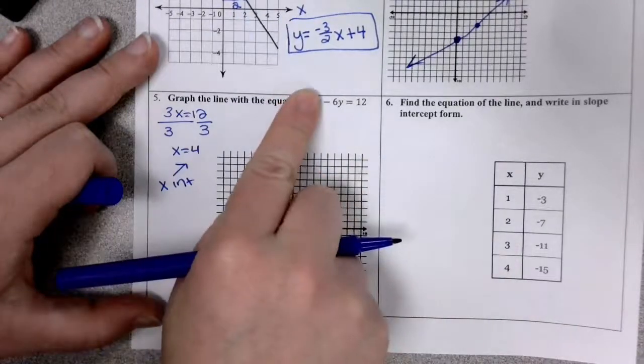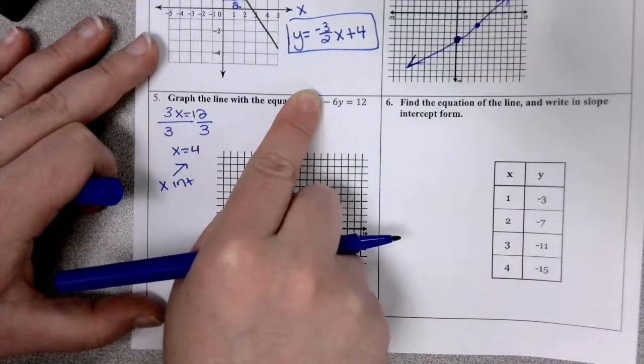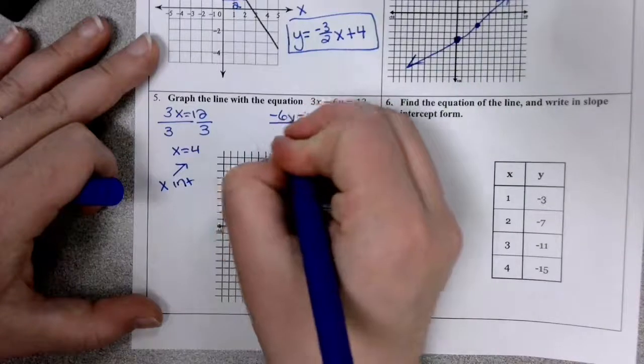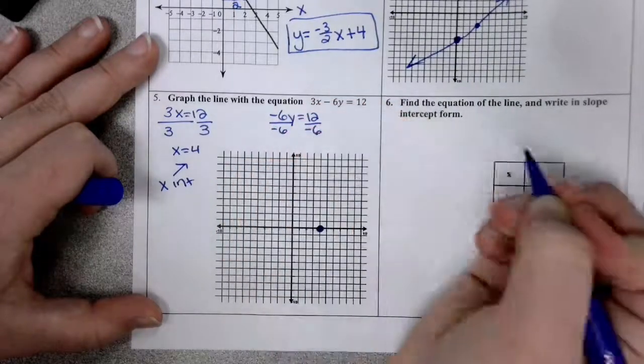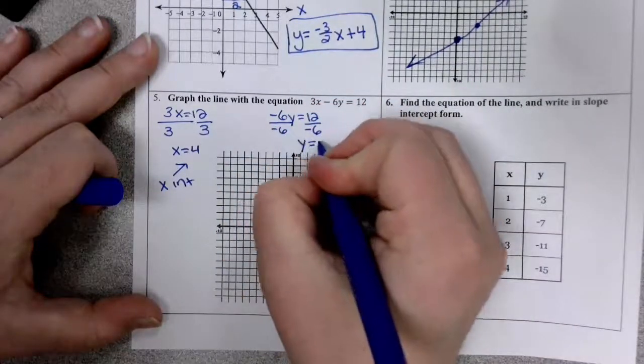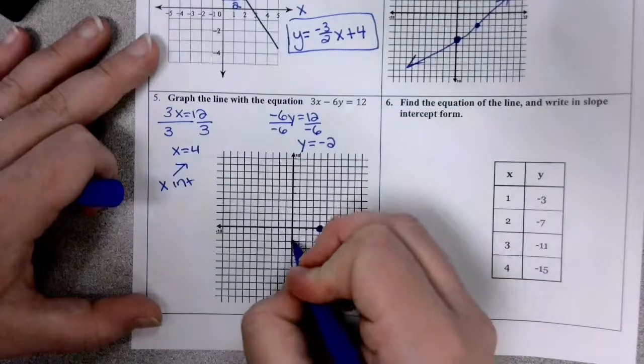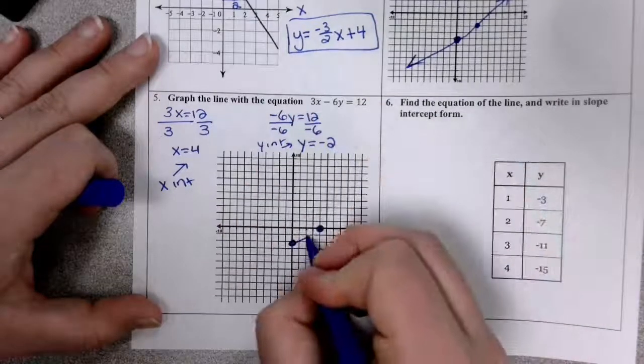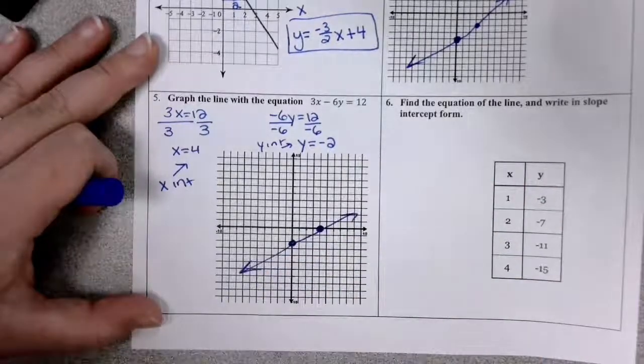Do the same thing with the 3x. This is -6y equals 12. That's one that's a little easier to read. -6y equals 12. That's your y-intercept. Divide both by -6. I'm just solving that one-step equation, and I get out -2. That's my y-intercept. And then just draw my line.